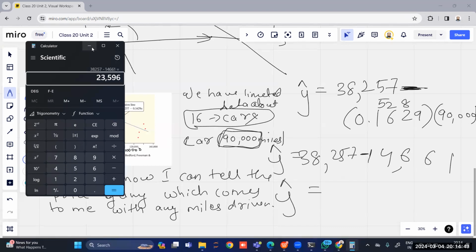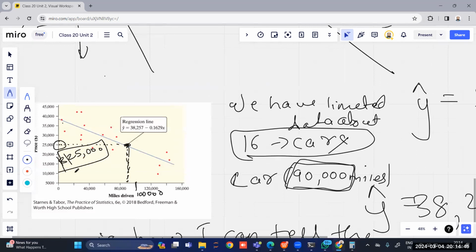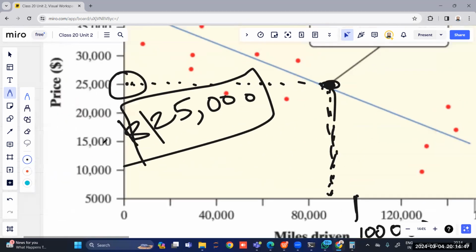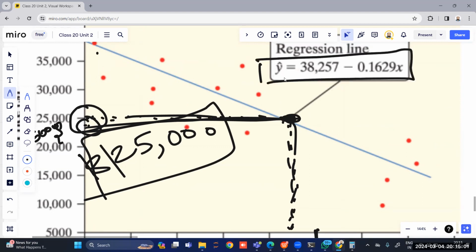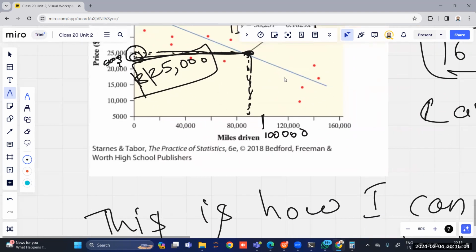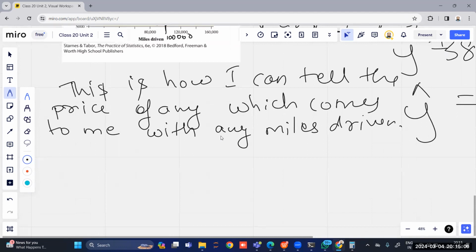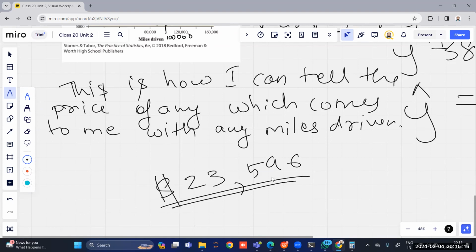On this graph the scale is very coarse. We cannot go to an exact point on this graph because the scale is in steps of 5,000 rupees. So we cannot exactly measure the value on the graph, but we can calculate the exact value. We got an exact value. When a customer comes with a car driven 90,000 miles, I'll tell you will get only $23,596. Yes or no? That's the thing of regression.